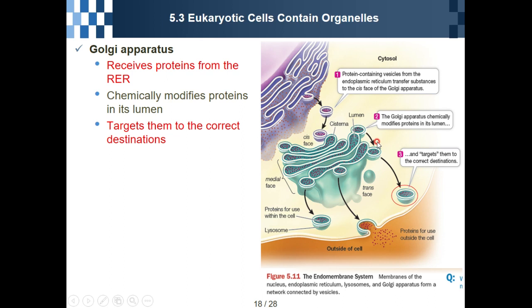So chemical modification. The main modification is that this is the protein, like this. They can add glucose and fructose like this, like this. This is the chemical modification.